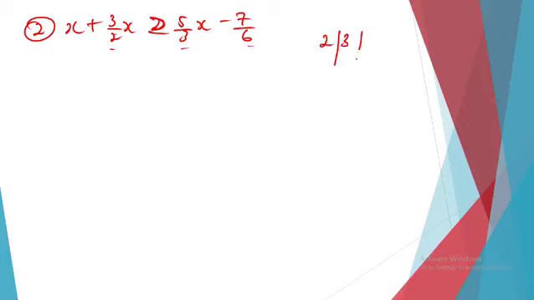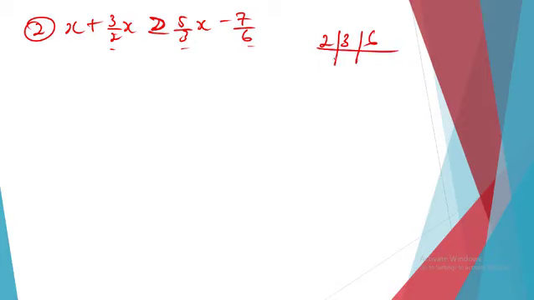Assuming we are given x plus 3 over 2x to be greater than or equal to 5 over 3x minus 7 over 6. Okay, what do we do? Let us start. We'll have all these in fraction. We have 3 over 2, we have 3 here, we have 6. So the first thing we need to do is to multiply each term by the LCM of 2, 3, and 6. What's the LCM of 2, 3, and 6?